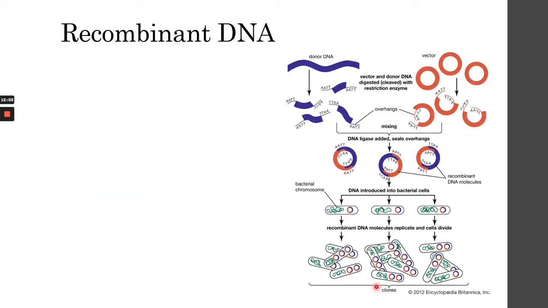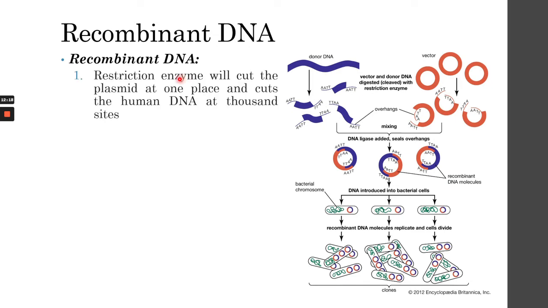Continuing on, let's now discuss what recombinant DNA is. When we talk about genetic engineering today, we are more specifically talking about recombinant DNA technology. So what do we do during recombinant DNA technology? We use a restriction enzyme, specifically a type 2 restriction enzyme. And this restriction enzyme actually cuts the plasmid.